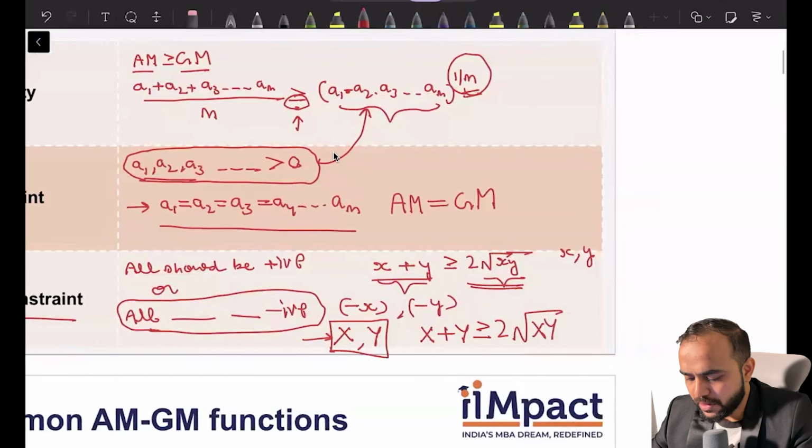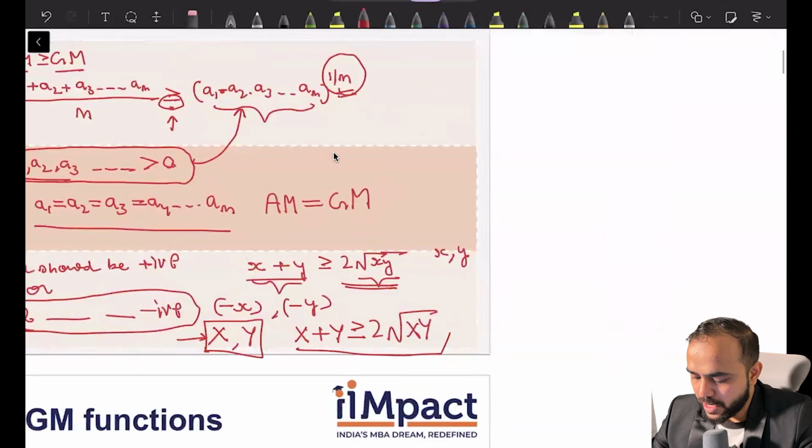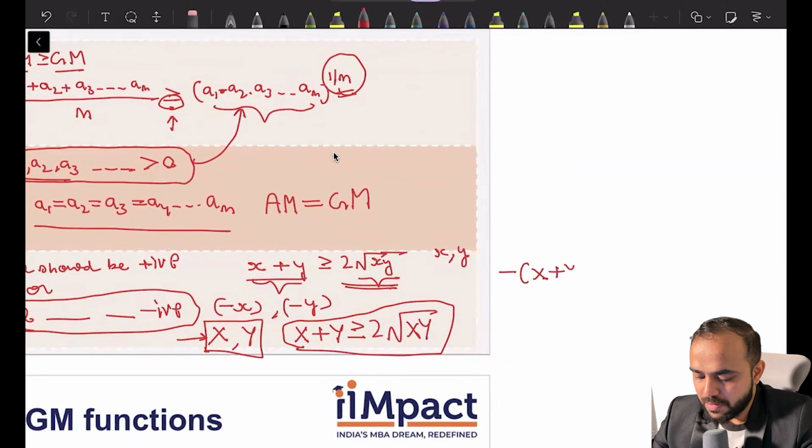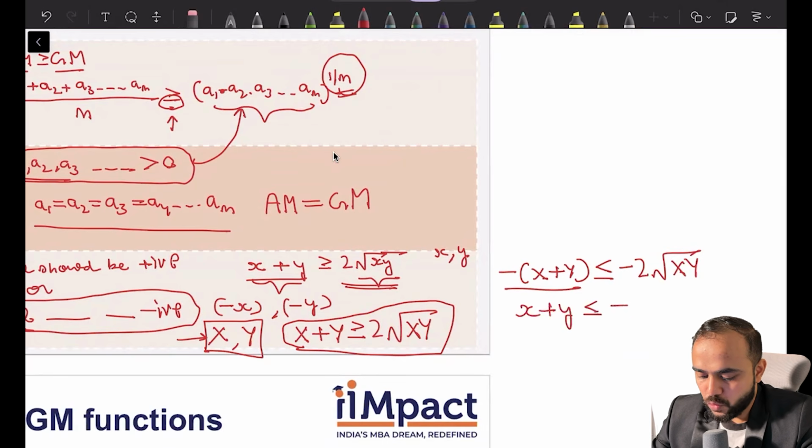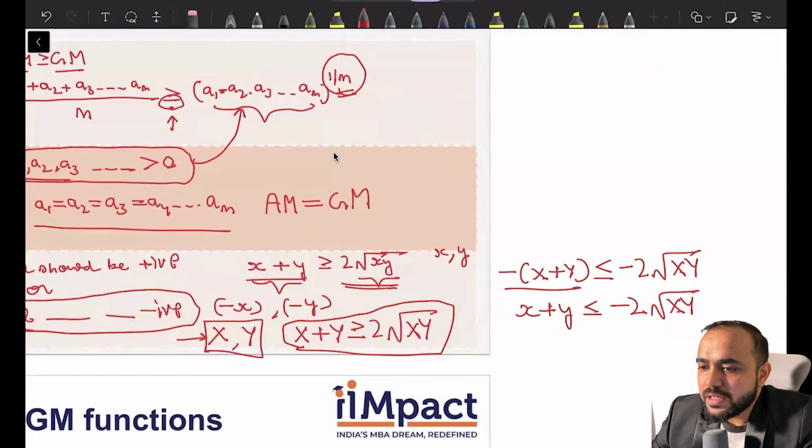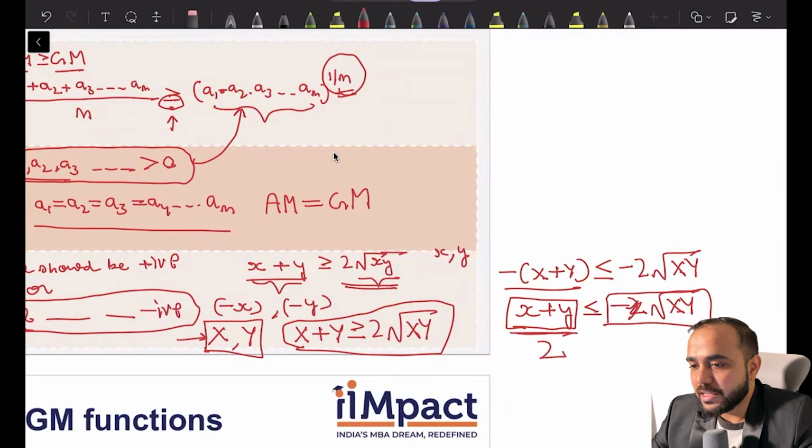And now to the fun part. What if I multiply this inequality with -1 on both sides? So minus x plus y. Now, because I'm multiplying with a negative number, I will have to switch the inequality sign. So this will become less than or equal to minus 2 root xy. And this will become x plus y is less than or equal to minus 2 root xy. So from a negative perspective, if both the numbers are negative, the arithmetic mean will be less than or equal to the geometric mean with a minus sign.